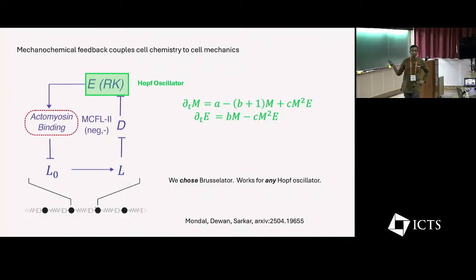But it doesn't have to be the Brusselator. It can be any Hopf oscillator because of some underlying symmetry of the 1D system. And also, as we are going to show, if you're close enough to the Hopf bifurcation point, the details do not matter, okay? Next, we have a degrader, because ERK has a degrader inside the cell, and it is also another parameter through which we can control whether there is a Hopf bifurcation or not.